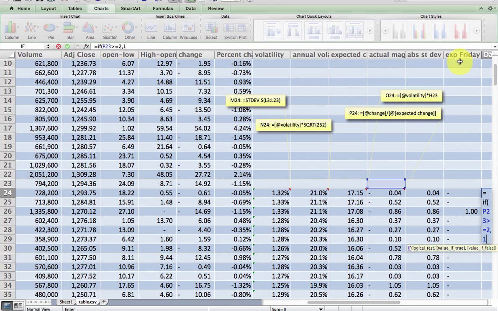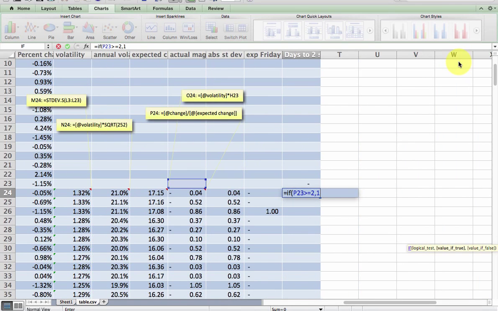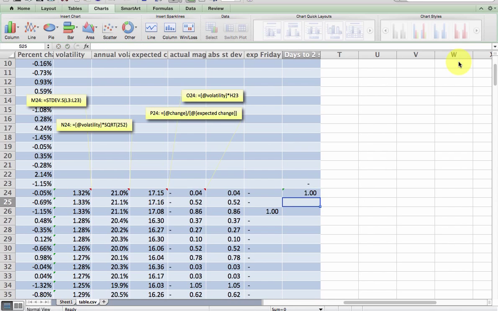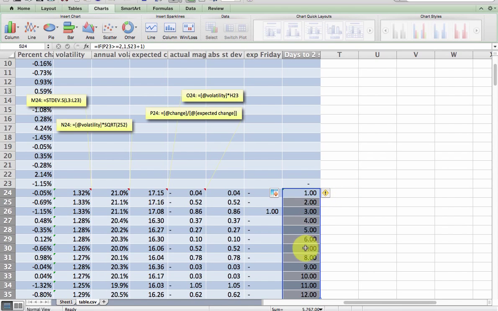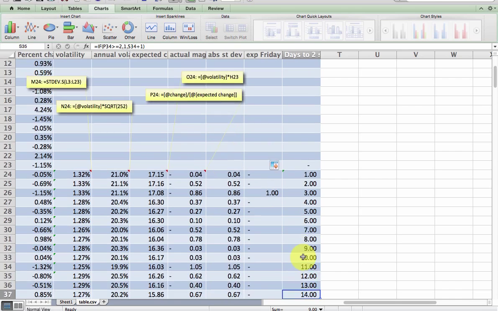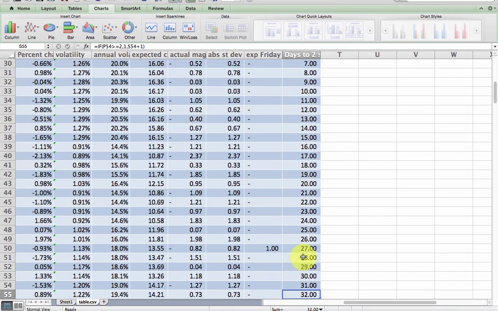All right, so if, as in most cases it should be, this is not a 2 standard deviation movement, what I'm going to do is take the value right above and I'm going to add 1 to it. Okay. So when we copy this formula down, all right, we're going to get the number of days it's been since the last 2 standard deviation movement.